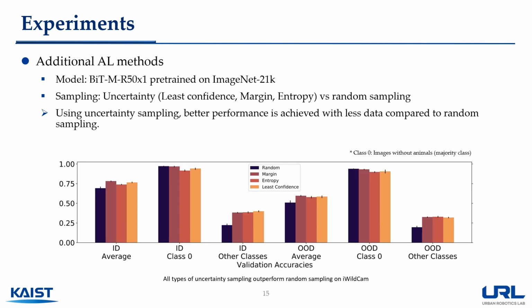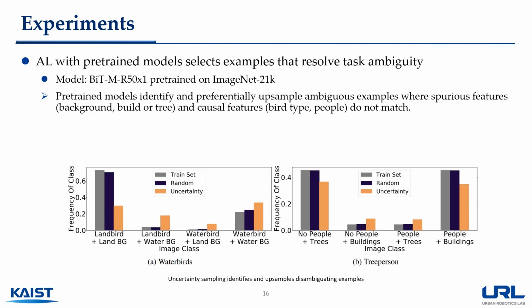And these are results comparing other active learning methods introduced in the method part. Using uncertainty sampling, better performance is achieved with less data compared to random sampling, especially in other classes. And this shows that active learning with pre-trained models selects examples that resolve task ambiguity. Pre-trained models identify and upsample ambiguous examples where the spurious feature and causal feature do not match in this case.